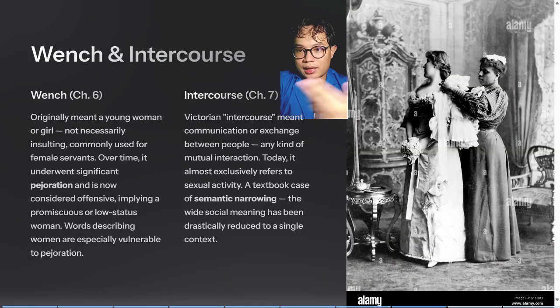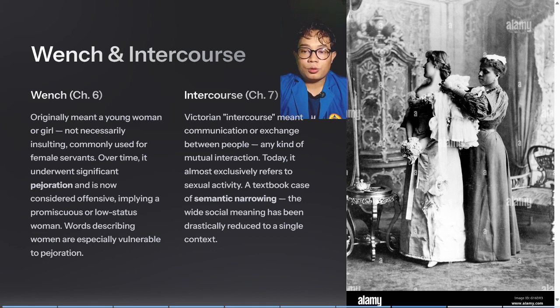And in chapters 6 and 7, I found the words wench and intercourse. Originally, wench was a casual, neutral term for a young woman or girl, commonly used for female servants without being an insult. However, history shows that words describing women are uniquely vulnerable to pejoration. Over the decades, it shifted downward to imply a promiscuous or low-status woman, and is now considered offensive.